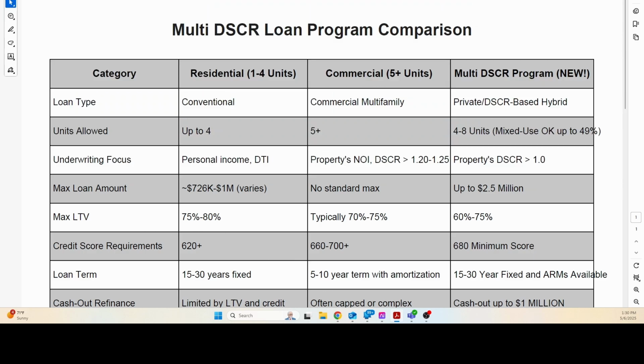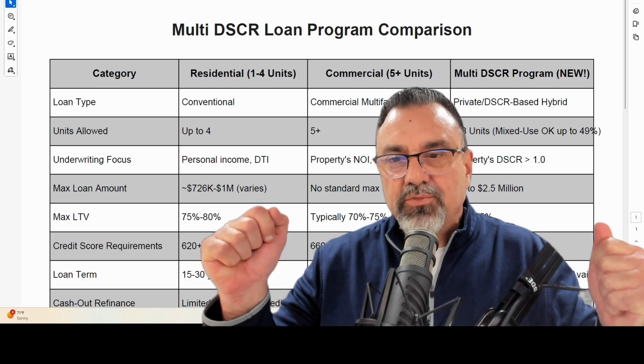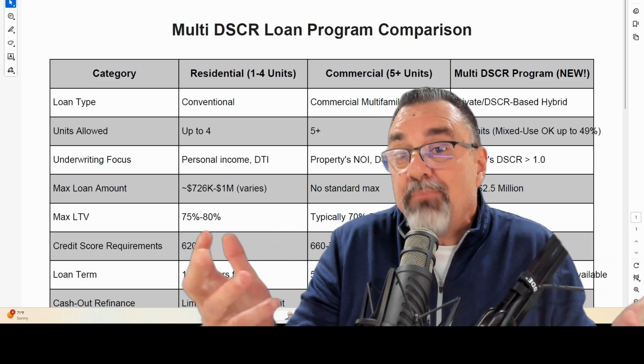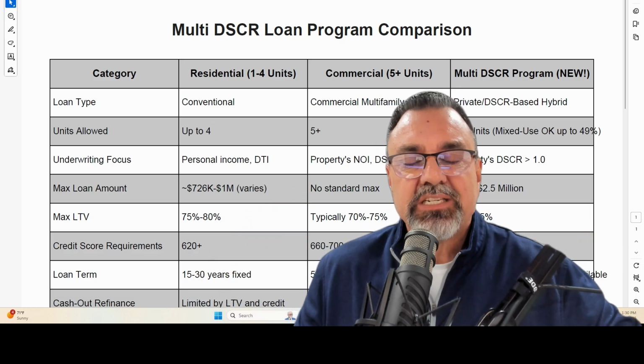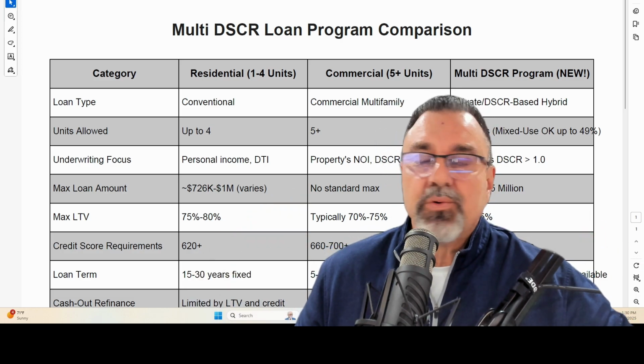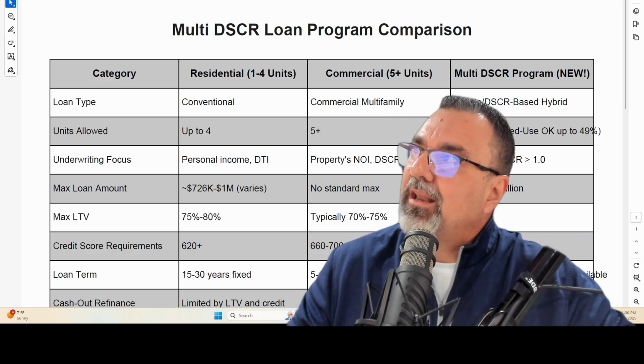So if you're stuck right now and you're trying to get qualified and you're just pulling your hair out, you're like, I don't have it. You might even have it in an instance where you have too many properties to qualify for a conventional loan, and then the multi-DSCR might be just the answer for you. So if any of these areas fit what you're looking for, I'd love to be able to help you.